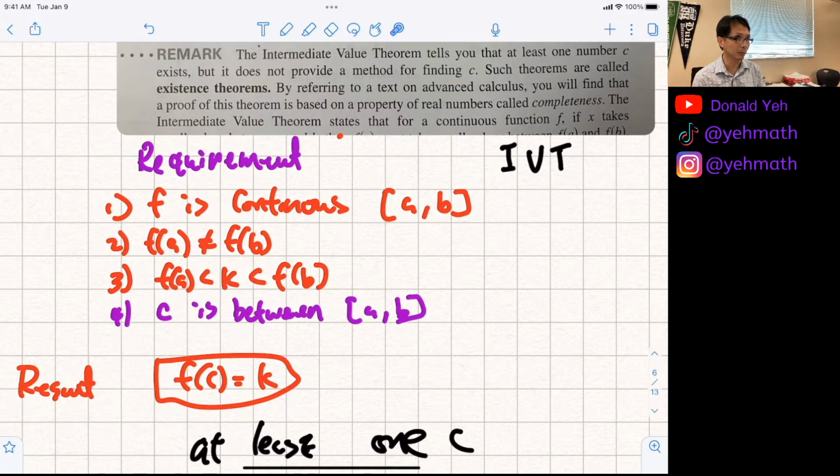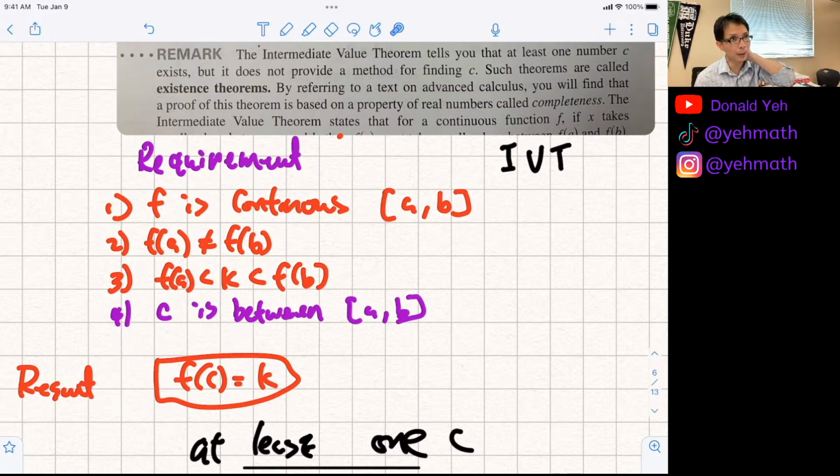The second statement says f of a does not equal f of b. That's kind of important because if f of a equals f of b, sometimes there is a slight chance where, no, that's not a slight chance. There's a lot because you cannot see what k is if f of a equals f of b. That third statement will not be true. The fourth statement says c is between a and b. That's pretty much standard. The result is this. f of c equals k, at least one c. More than one c.